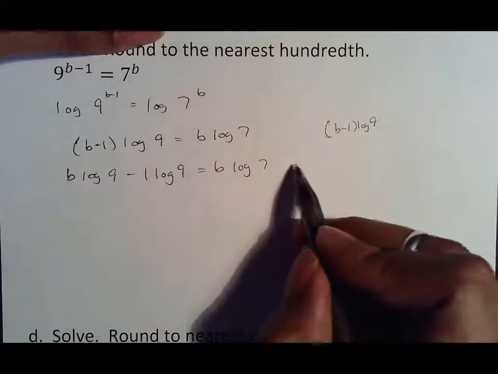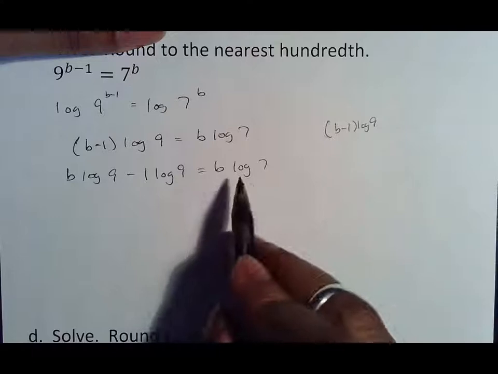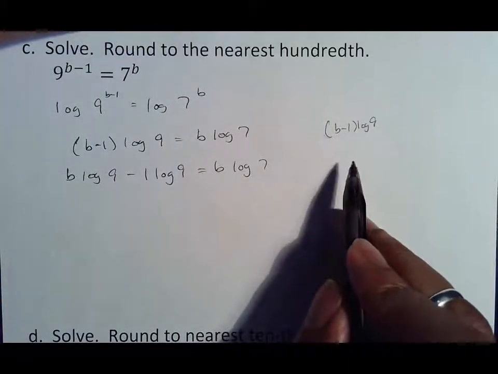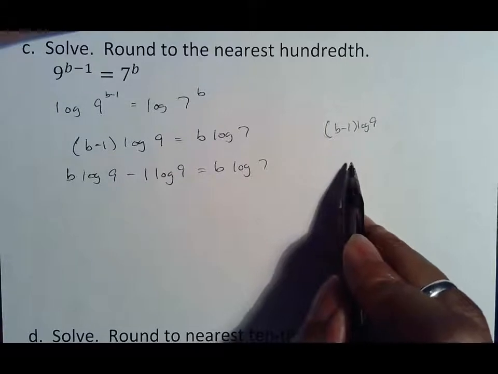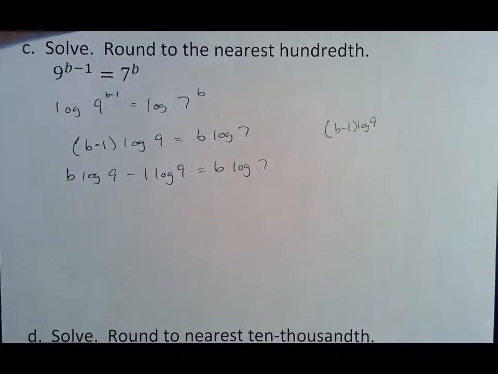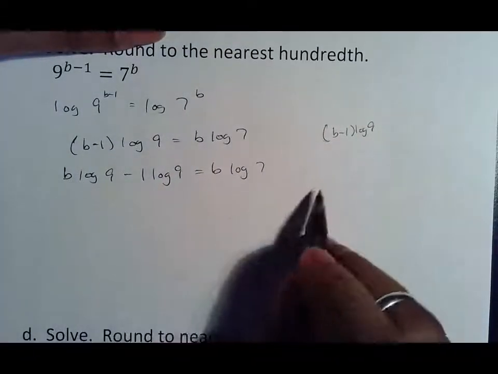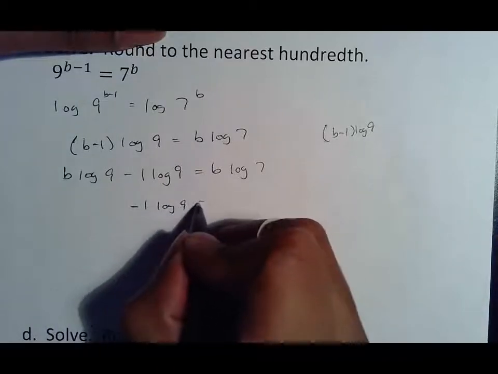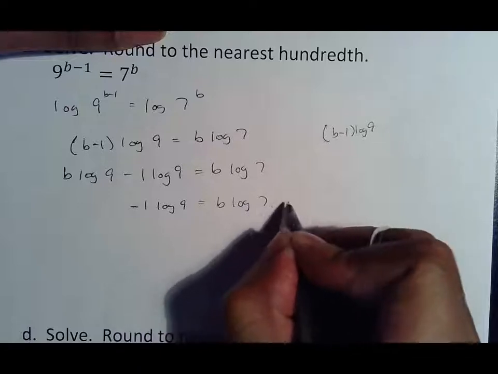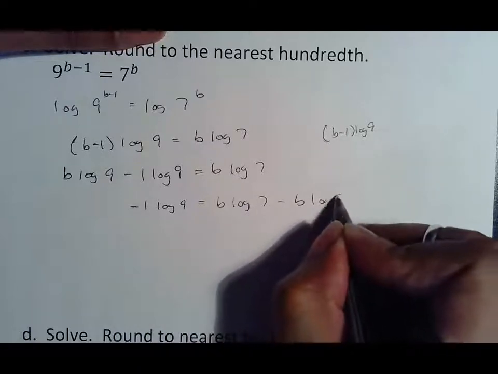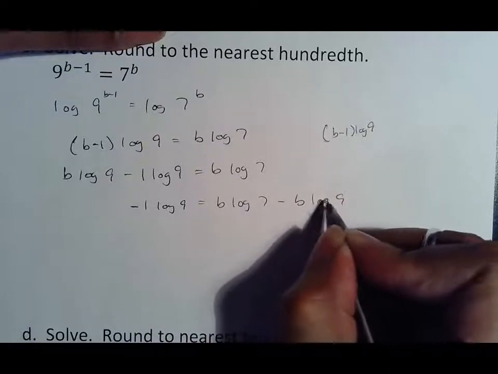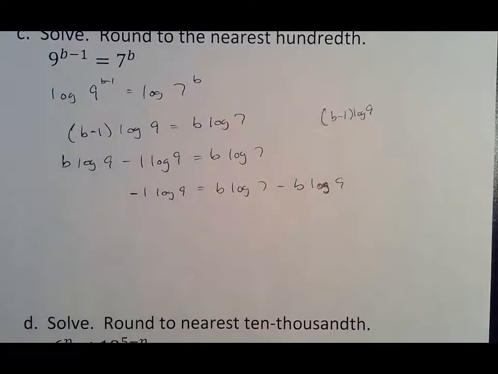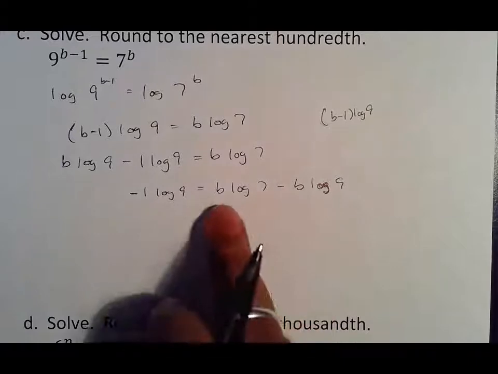So this is where you might want to put a star and put an explanation. We want our b's to be on the same side, and again this is your full explanation. We want b's to be on the same side so we can factor it out. You'll see what I mean in just a second. So I'm going to move this over by subtracting it, getting negative 1 log 9 equals b log 7 minus b log 9. And again, this is where your experience comes in, because once you've done this, you don't need to think about why you're doing it anymore, because you know what's going to happen.